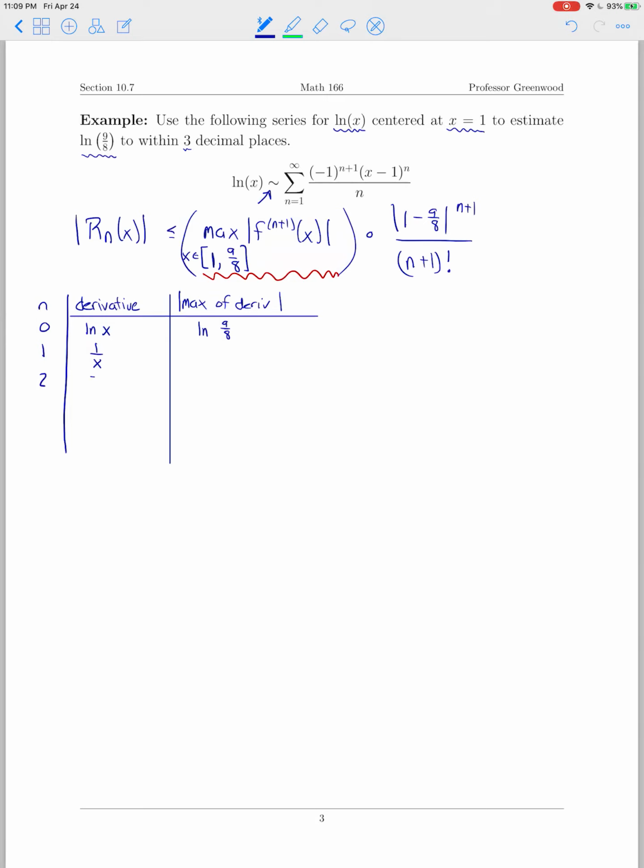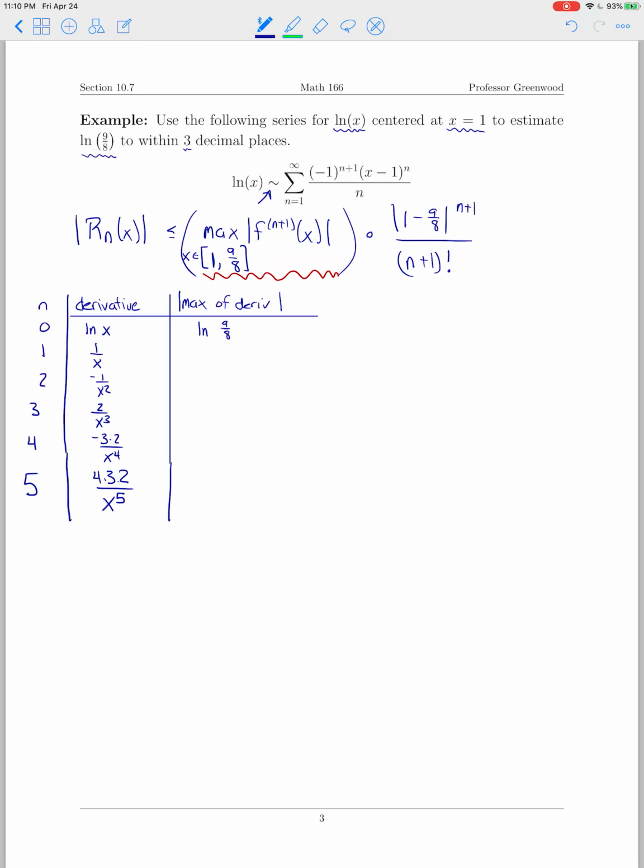The second derivative is minus 1 over x squared. The third derivative is 2 over x cubed. The fourth derivative is going to be a minus 3 times 2 over x to the fourth. And let me write out one more. The fifth derivative would be a 4 times the 3 times the 2 over x to the fifth. And now I need to figure out the maximum of these derivatives in absolute values. And so because we're talking about absolute values, I don't care about any of the negative signs.